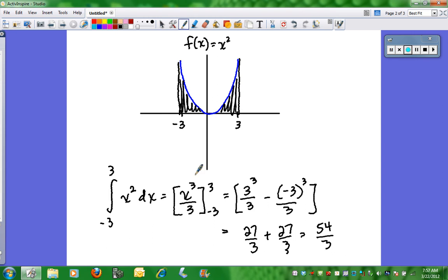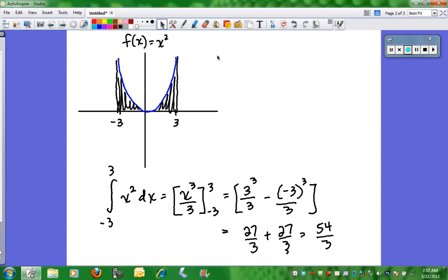Well, there's a property that says if this is an even function and we're going from opposite values, negative 3 to 3, we can actually write it like this. If it's an even function, the integral from negative a to a of f of x dx, only if f of x is even, is equal to 2 times the integral from 0 to a of f of x dx.